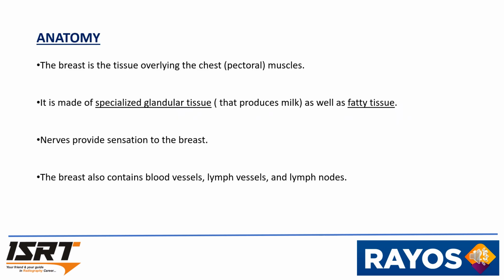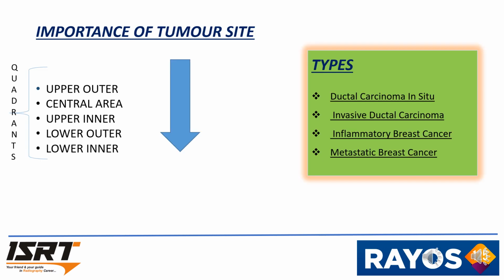Then coming to the topic, anatomy of the breast. The breast is the tissue overlying the chest, that is, the pectoral muscles. It is made of specialized glandular tissue that produces milk, as well as fatty tissue. Nerves provide sensation to the breast. The breast also contains blood vessels, lymph vessels and lymph nodes.